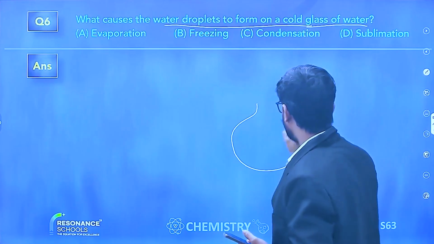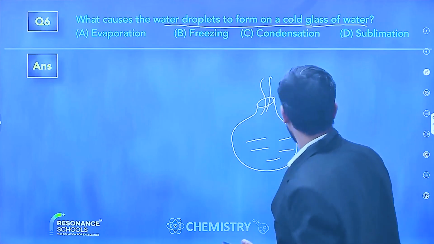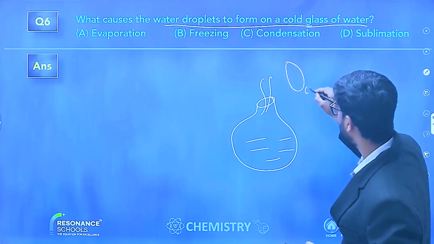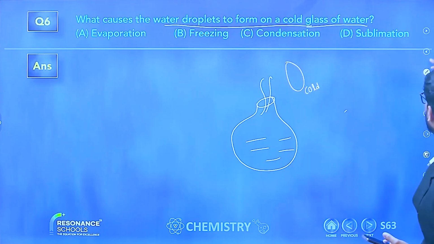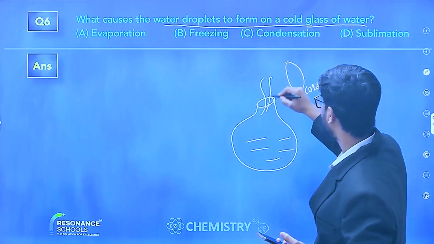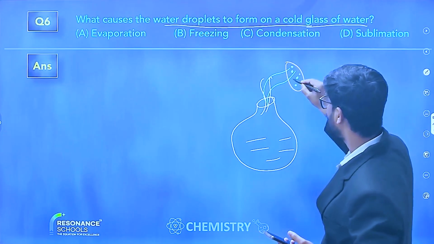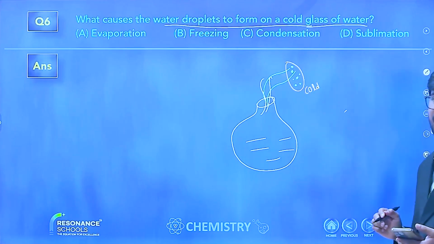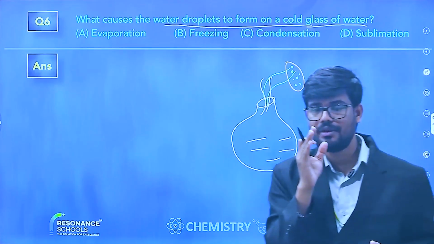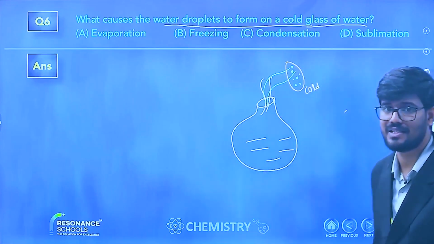Let's assume we are boiling water and water vapor will be going up, and here we have one cold glass, okay, that is cold. After that, what you will observe, this vapor will be hitting this glass also, and slowly this vapor will be converted to droplets, right? Correct? So water is going from vapor state to liquid. So that is called condensation, right?